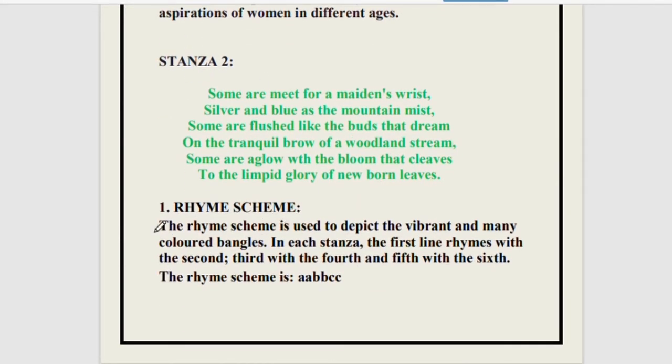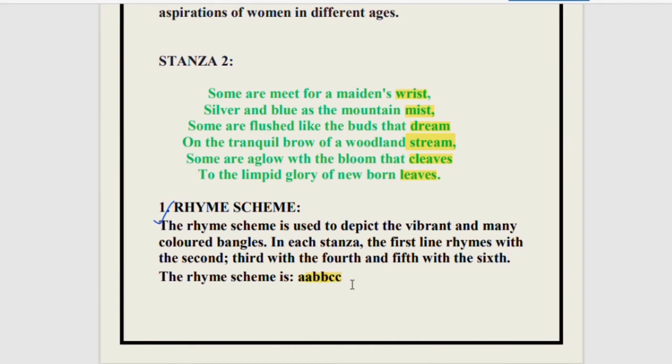First, again, as we have done earlier, the rhyme scheme. We are talking about wrist in the first line, mist in the second line. Both of them are rhyming with one another. So again, the same thing, AA. Then in the third line and the fourth line, dream and stream are also rhyming with one another. So again, the same thing, BB. And the last two lines, see, cleaves and leaves. These are also rhyming with one another.